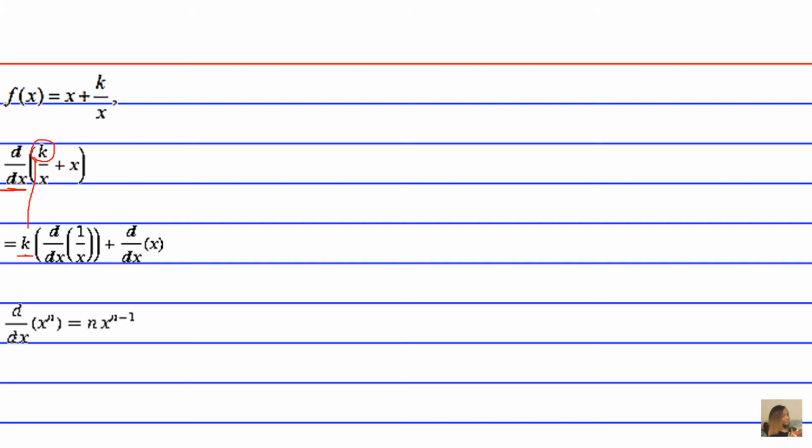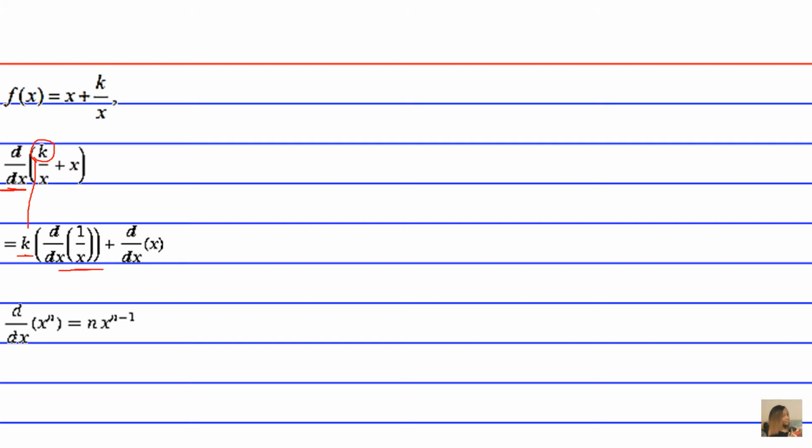In an effort to figure out whether or not there is a relative maximum at x equals -2, we have to take the derivative of the function. The function is f of x equals x plus k over x. Therefore, we're taking the derivative with respect to x of k over x plus x. What we'll do is factor out the constant k, and the next thing we're going to do is differentiate the sum term by term.